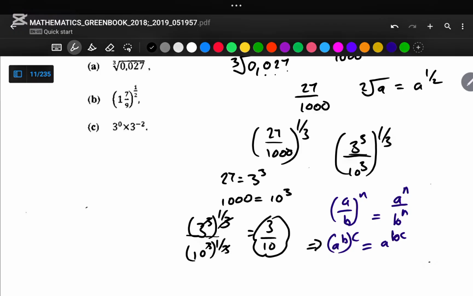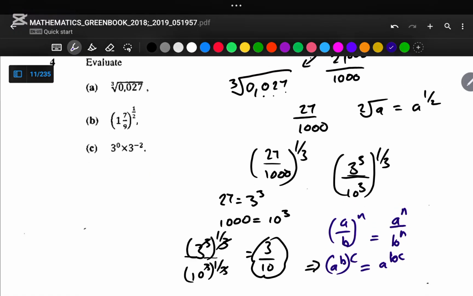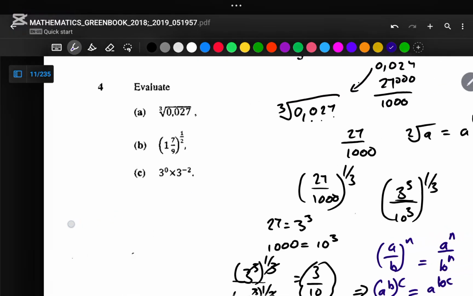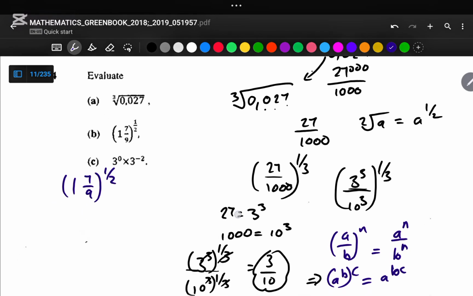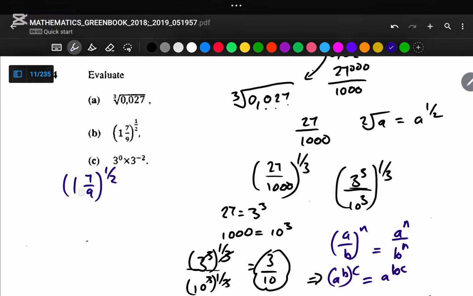Okay, and let us move on to the next part of our question, which says 1 and 7 over 9 raised to the power half. I am required to evaluate. Given that we are having a mixed number here, it's 1 and 7 over 9 raised to the power half. The first step is to make this mixed number an improper fraction. So we multiply and then we add.